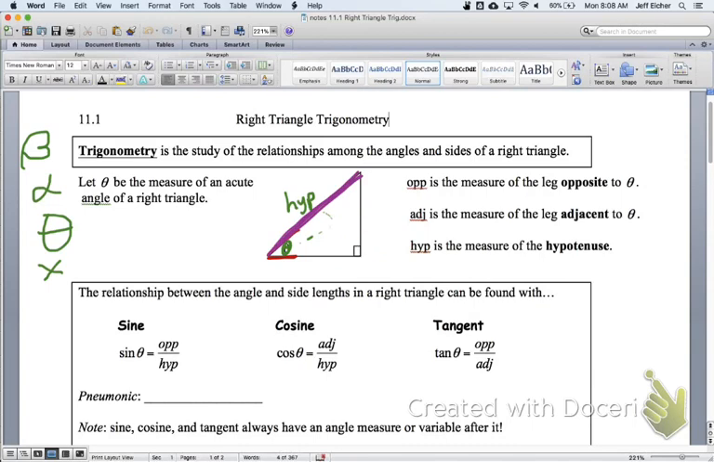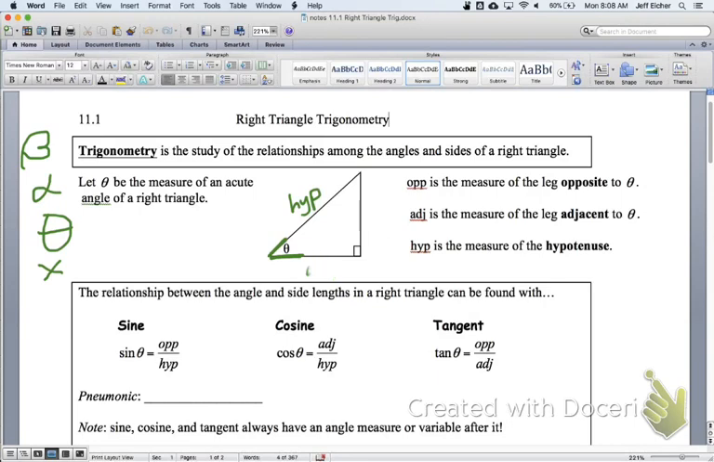Okay, let me actually erase some of this so you can read. So opposite of the theta angle is this side. The hypotenuse is the longest side. So that means the adjacent leg, the adjacent side. The adjacent leg to the angle forms the angle, or forms part of the angle, and then the hypotenuse forms the other side. So it's really important that you can identify which side is which.